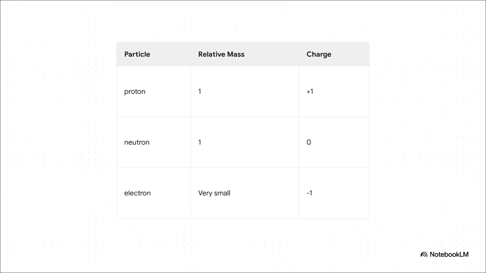And the whole thing is made of just three key players. In the nucleus, you've got your protons, which have a positive charge, and neutrons, which have no charge. They're neutral. These two make up almost all the atom's mass. Then, in those outer shells, you have the tiny, negatively charged electrons. Now, they might be small, but trust me, they're where all the action happens.